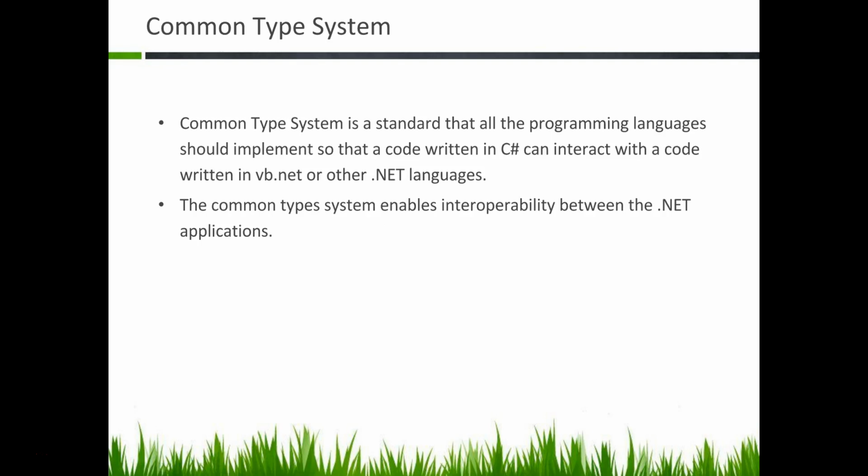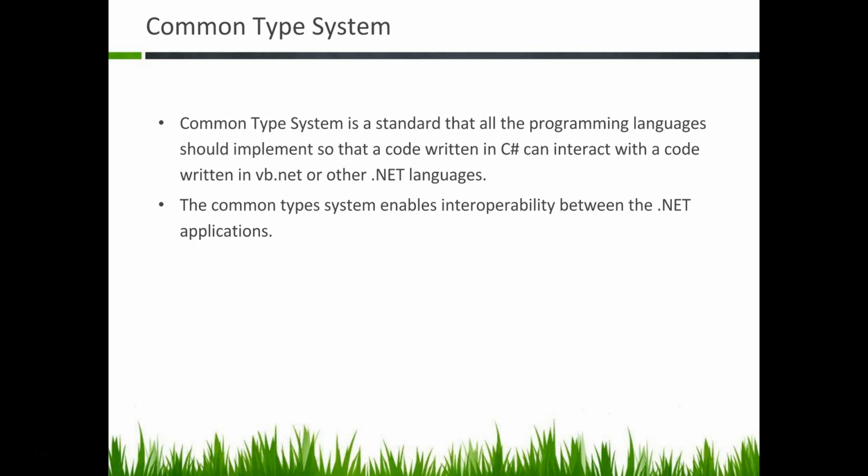This is the reason why you can write the components of your application in multiple programming languages targeting the .NET framework, and they will work seamlessly. The common type system is a standard that all programming languages should implement so that code written in one can work with the other.